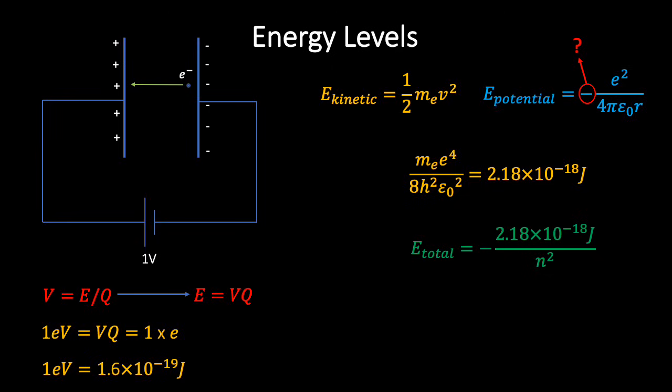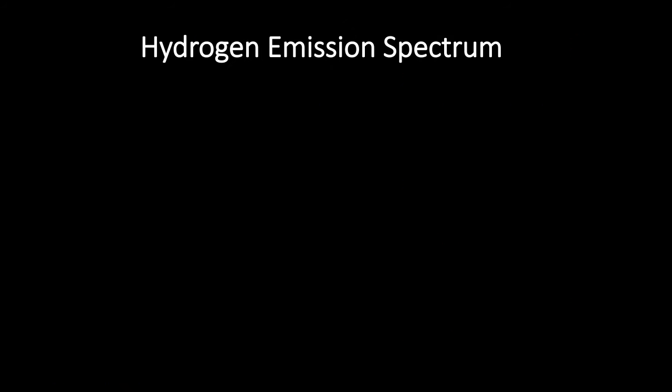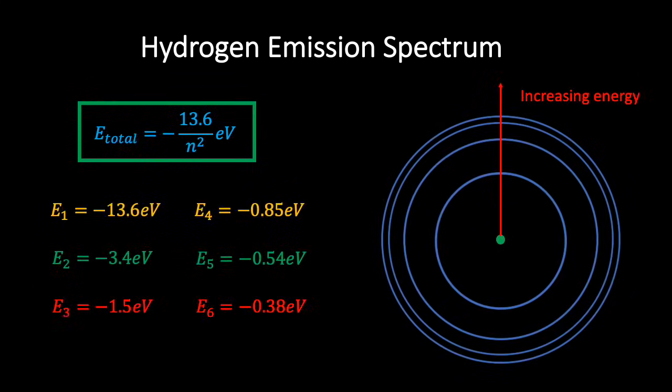If we now rewrite the total electron energy in electron volts, we find the following famous equation, E equals minus 13.6 over n squared electron volts. And this equation tells us the energy of the nth electron orbit. Now if we calculate the energies of the first 6 orbits, then we find the following values. We see that the energy difference between adjacent orbits decreases as n increases.